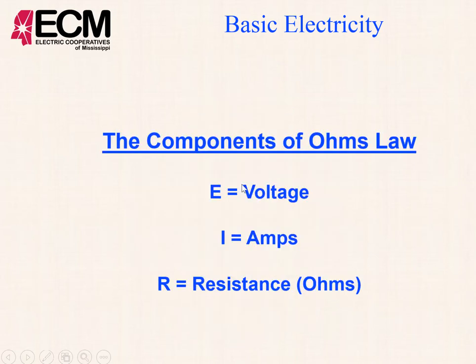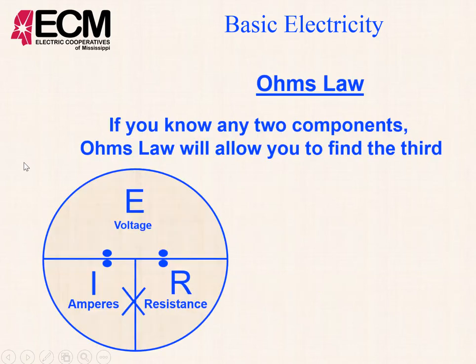So the components of Ohm's Law are E for voltage, I for amps, and R for resistance. We already talked about that. And there's what I was talking about. Divide the amperage into the voltage, get the resistance. Divide the resistance into the voltage and get the current. Or multiply the current with the resistance and get the voltage. That's all you need to know about that.